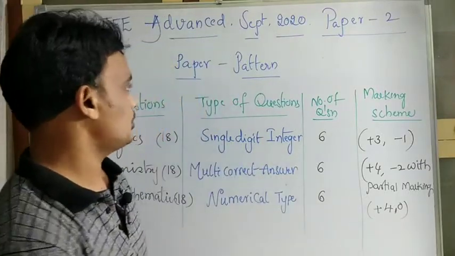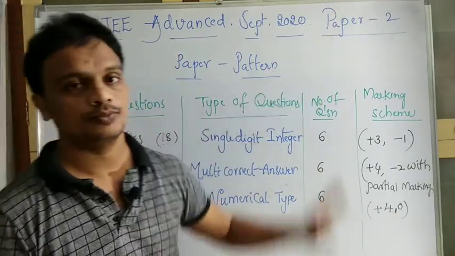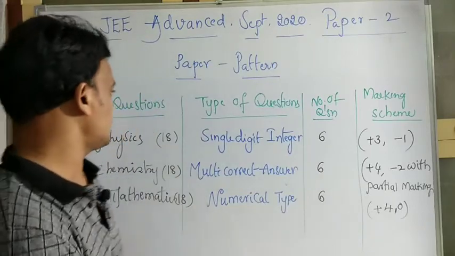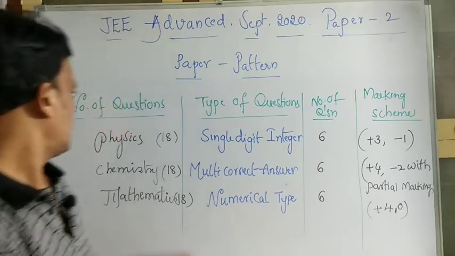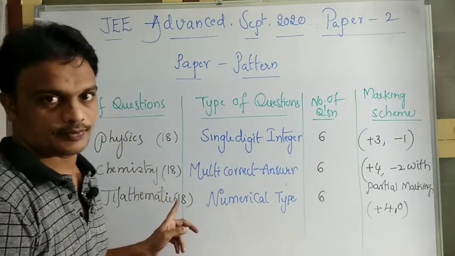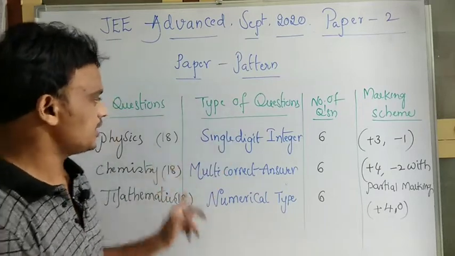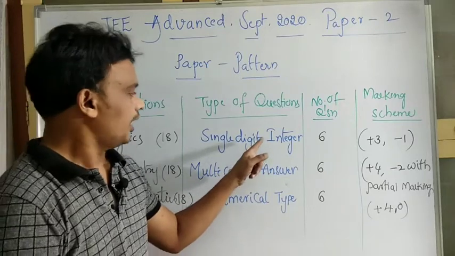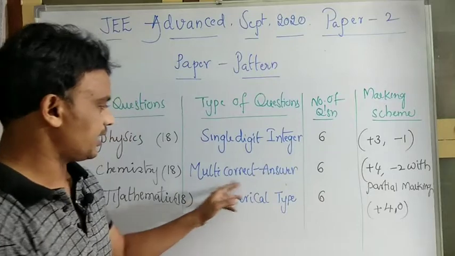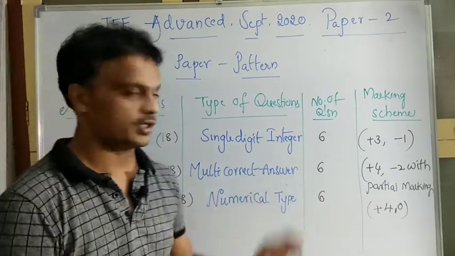Today I came to explain the JEE Advanced 2020 Paper 2. First, let me explain the paper pattern. It is the same as Paper 1. From each subject there will be 18 questions. The types are: single-digit integer type, 6 questions; multi-correct answer type, 6 questions; and numerical type, 6 questions.